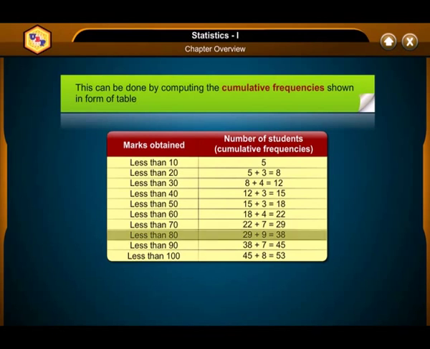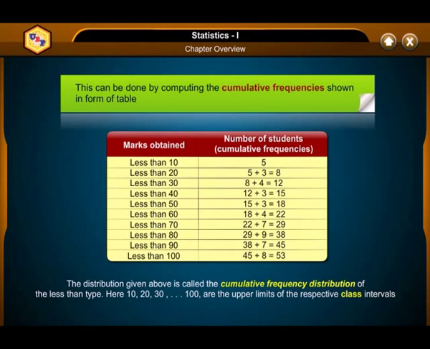Less than 80, 29 plus 9 equal to 38. Less than 90, 38 plus 7, 45. Less than 100, 45 plus 8, 53. The distribution given above is called the cumulative frequency distribution of the less than type. Here, 10, 20, 30 up to 100 are the upper limits of the respective class intervals.